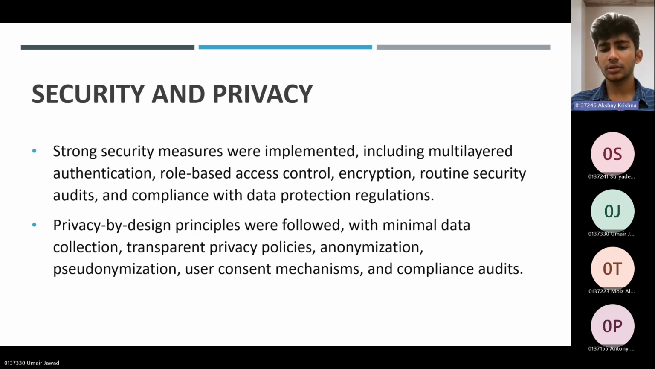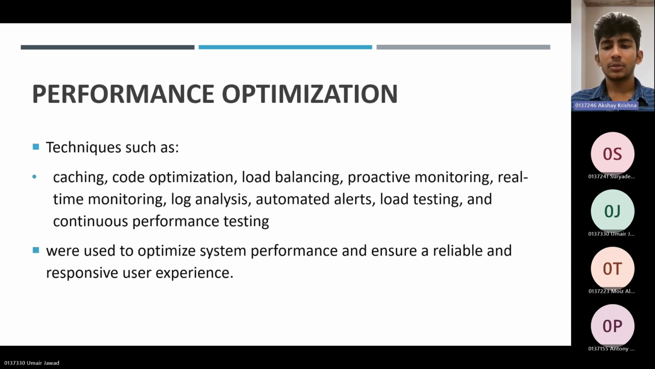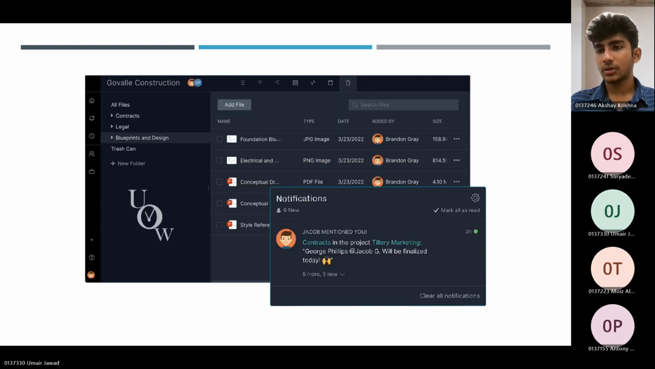So yeah, moving next to the slide, performance optimizations. So to make sure the system runs smoothly and responds quickly, techniques like saving temporary data, improving code, balancing the workload, keeping an eye on things in real time, analyzing records, getting automatic notifications were used. Testing how much load it can handle and constantly checking its performance were used. So we used techniques to optimize system performance and ensure a reliable, responsive user experience. So yeah, that's my part. I'll be moving forward to Anthony.